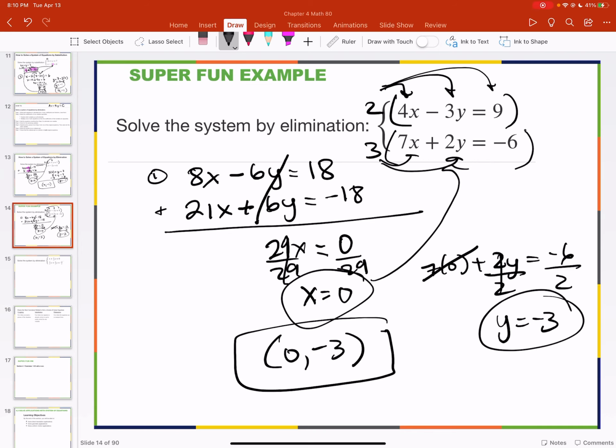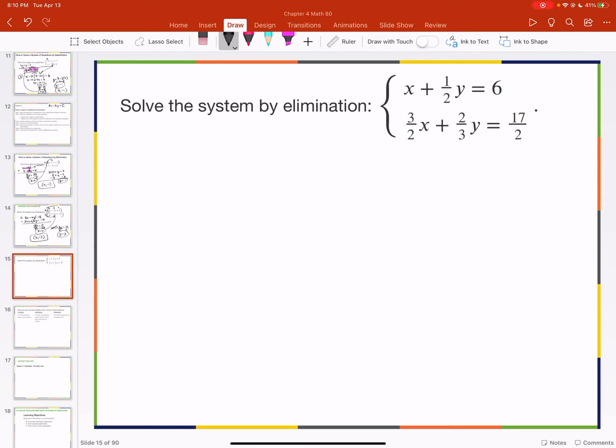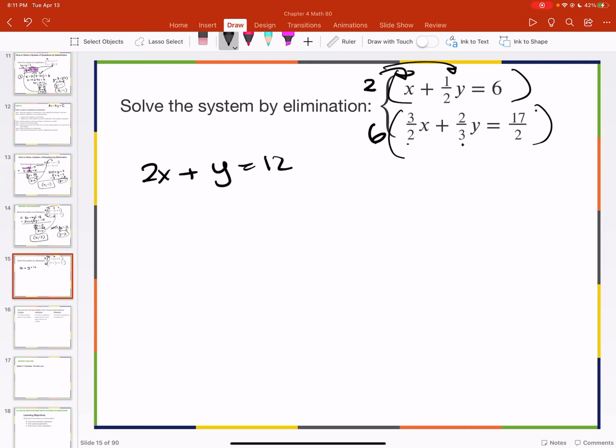Okay. What if we have, dun, dun, dun, fractions? We love fractions. So first thing, let's clear the fractions. I'm going to multiply this entire one by 2. And then here, since I have a 2 and a 3, I'm going to multiply by the LCM, which is 6. Okay, our least common denominator. That's fine. So on the top, I get 2x plus y, because 1/2 times 2 is 1, is equal to 12. And on the bottom, I'm going to write it out because I want to make sure that you guys can see what I'm actually doing.